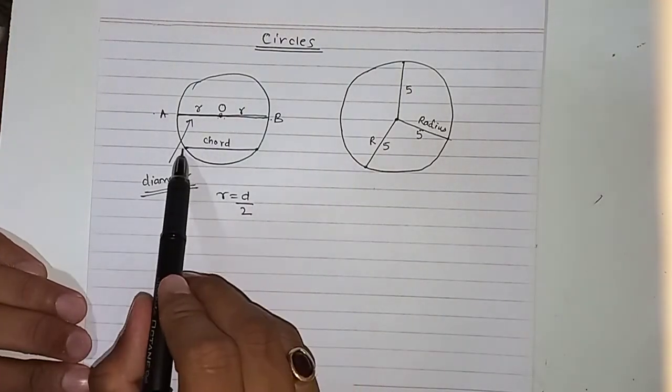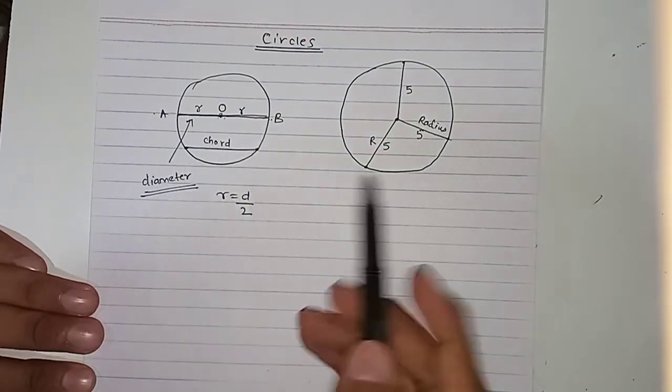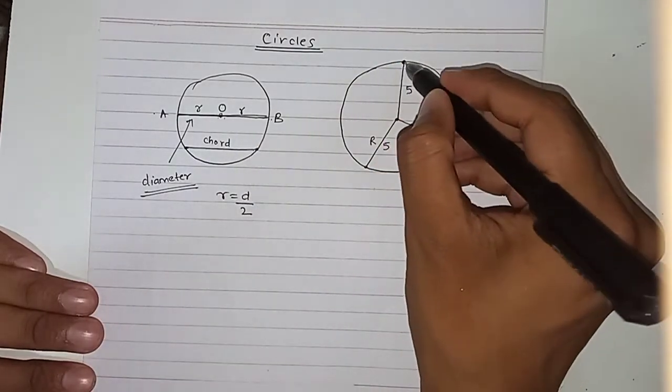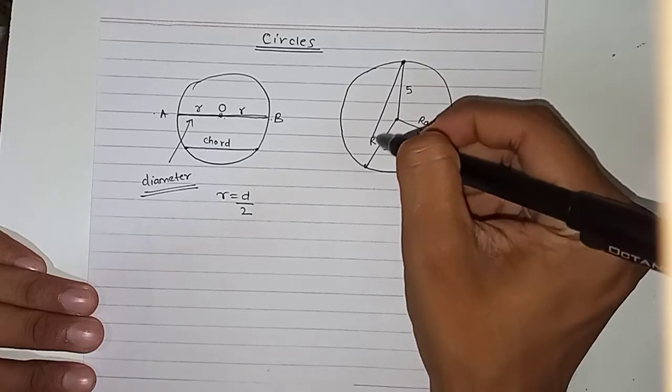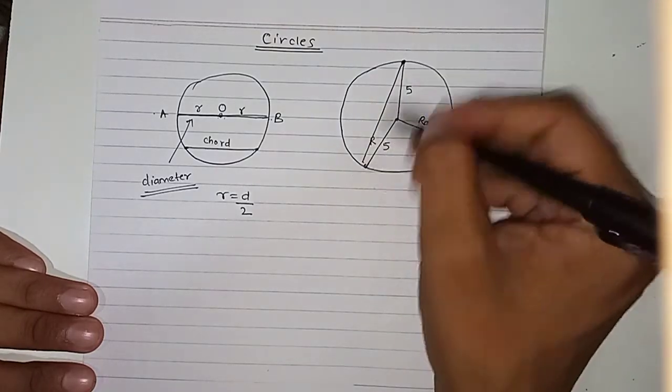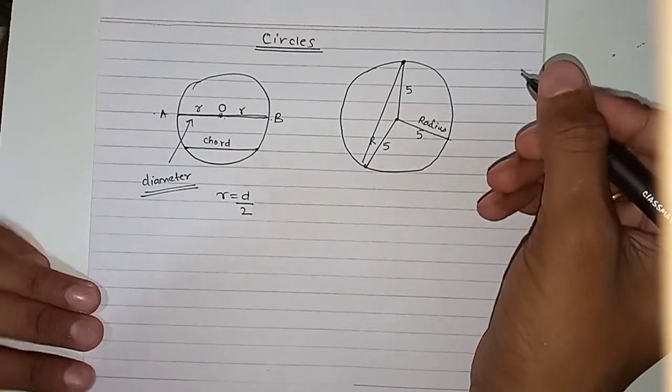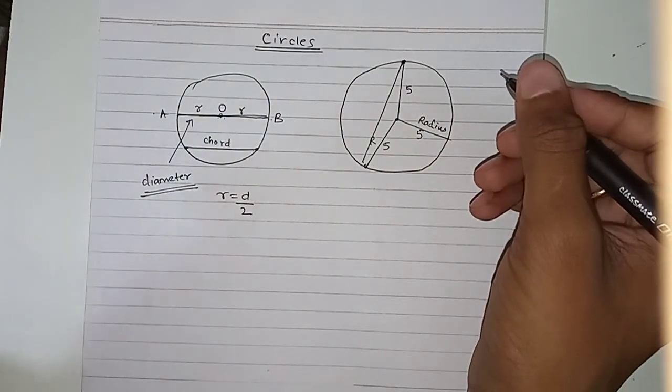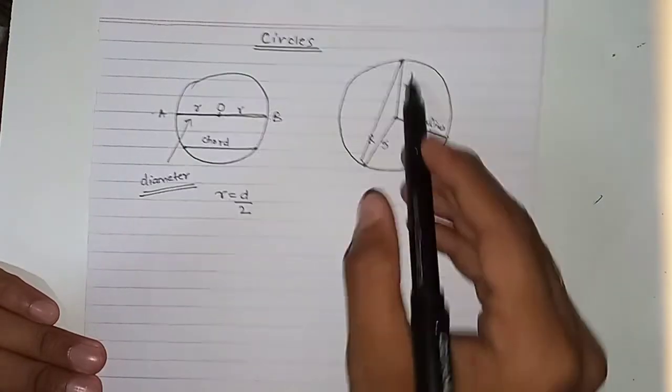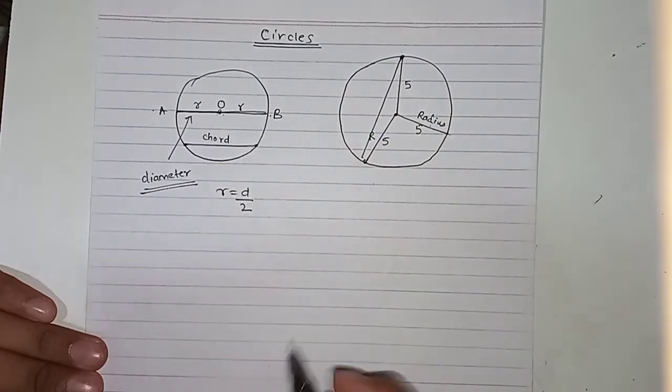Understood? The chord is 2 points joining the circle. The chord can be any way. Like for example, if I take these 2 points, this is a chord. If I join these 2 points, this is a chord. Okay, so radius, chord, diameter.